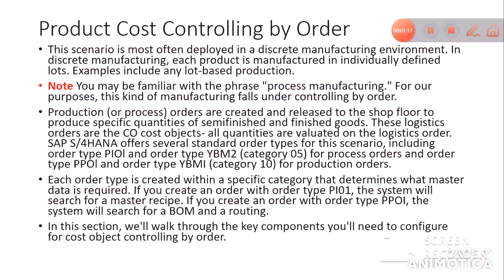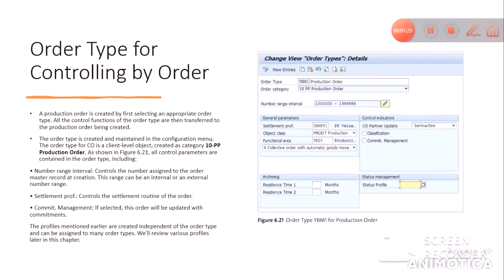In this section, we will walk through the key components you will need to configure for cost object controlling by order. Order type for controlling by order. Order type production order, category 10. A production order is created by first selecting an appropriate order type. All control functions of the order type are then transferred to the production order being created.